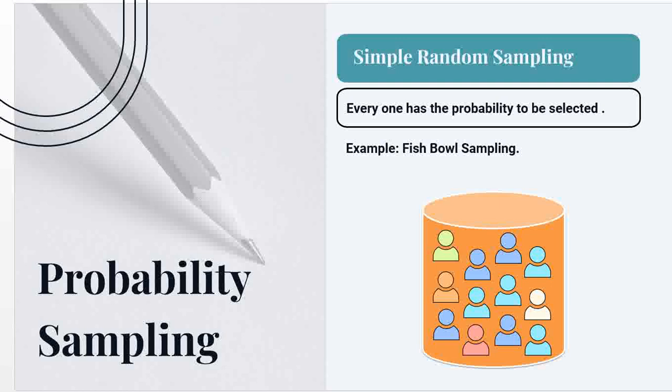And one of which is what we call Slovin's formula. But I'm going to share that with you in the next video because that is not our focus. Our focus is how you can get your sample from a population.